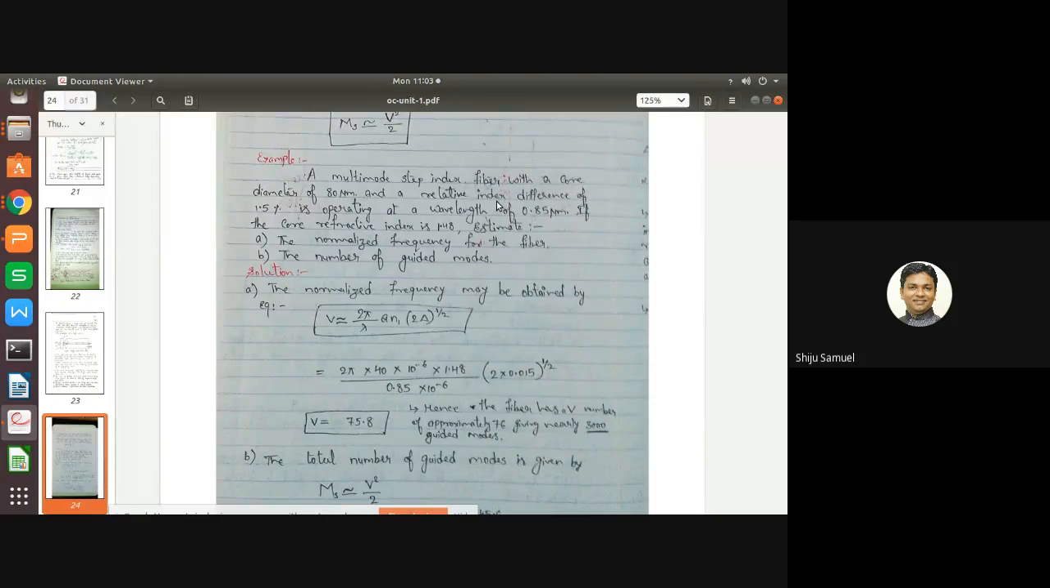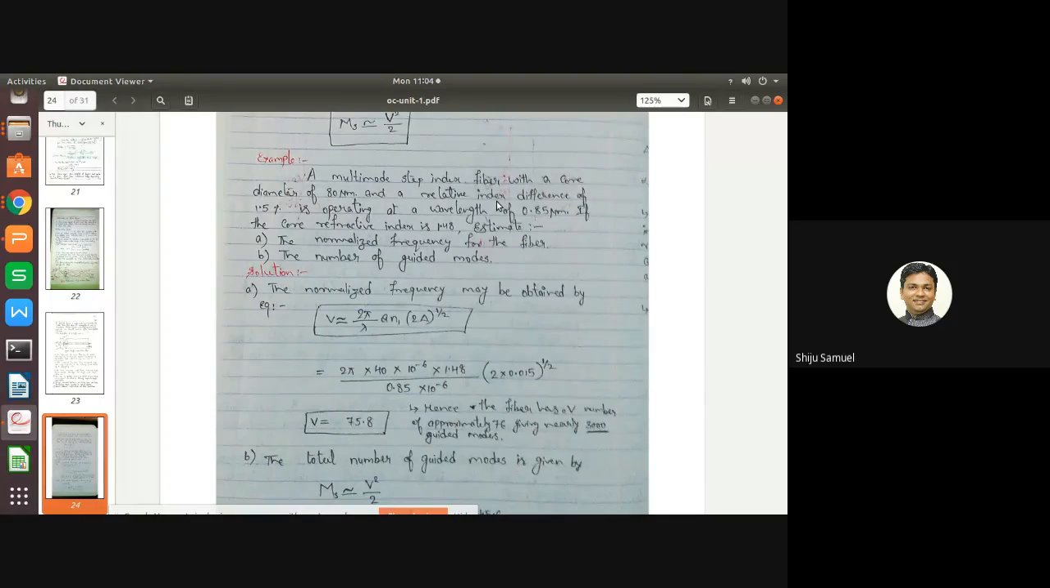Now, what are the estimates? First we have to calculate the normalized frequency for the fiber. Another one is the number of guided modes. We already know these two equations. First, the normalized frequency equation: V is equal to 2 pi divided by lambda into A into N1 root of 2 del.